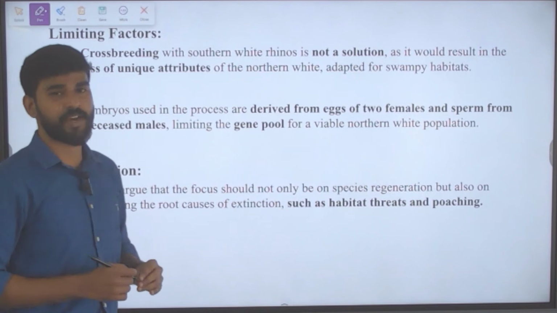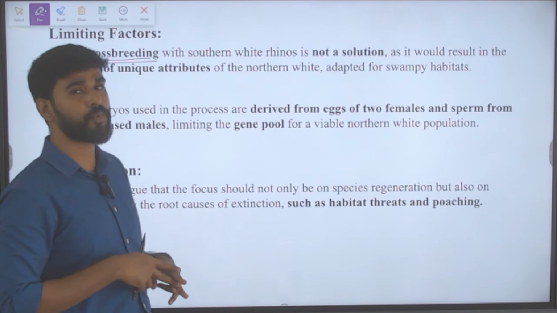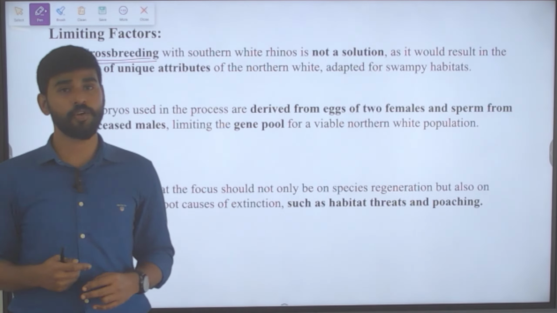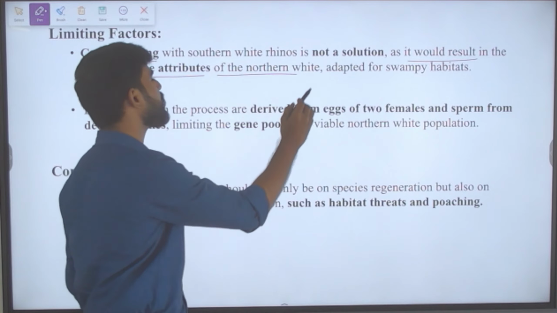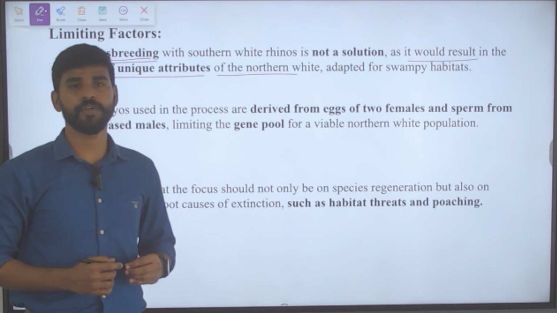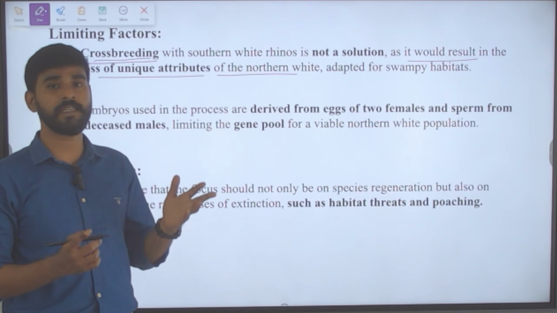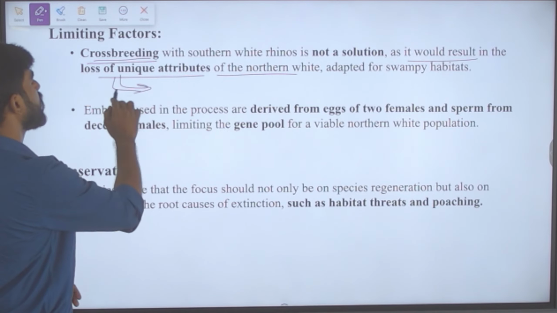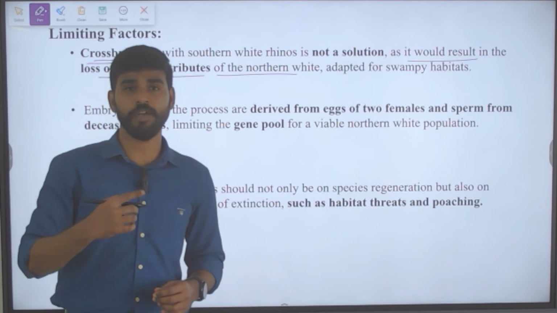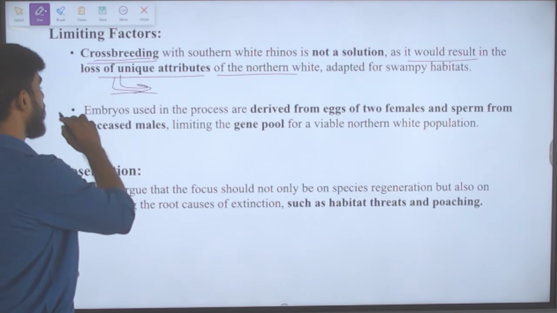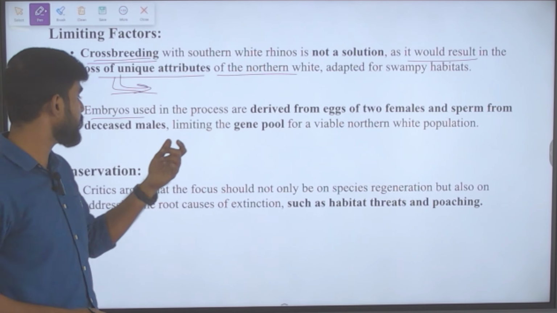There are certain limiting factors: we cannot go for cross breeding. We cannot cross breed southern white rhino and northern white rhino, because it would result in the loss of the unique attributes of the northern white rhino, which is adapted to swampy habitats. Okay, so if we go for cross breeding, it would lead to loss of unique attributes of the northern white rhino, and the embryos used in this current process are derived from the eggs of the 2 females and the sperm from the deceased male.